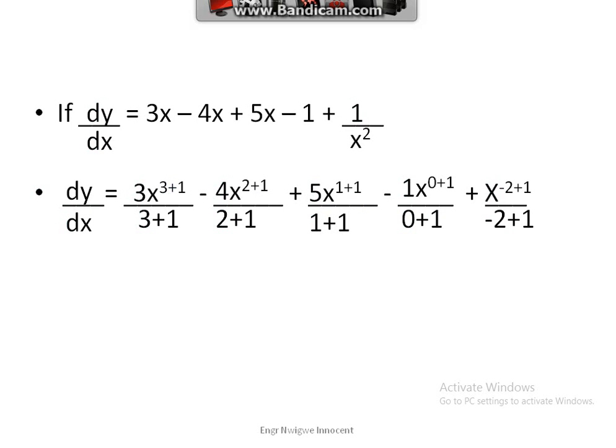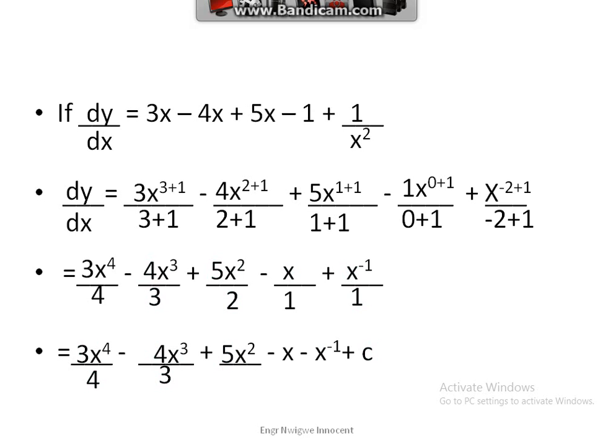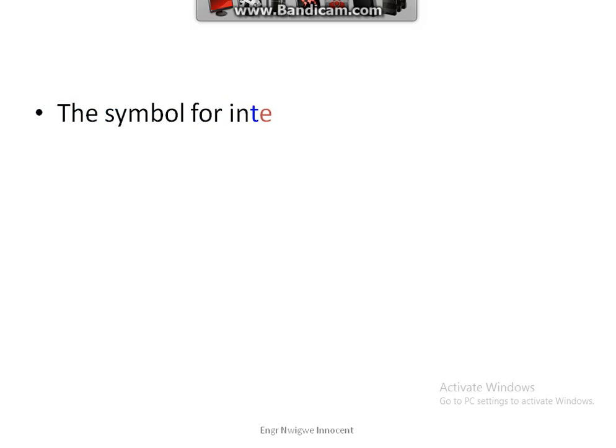If we do our mathematics, we now have 3 times x raised to power 4 over 4 minus 4x raised to power 3 over 3 plus 5x raised to power 2 over 2 minus x over 1 plus x raised to power minus 1 over minus 1, which equals 3 times x raised to power 4 over 4 minus 4x raised to power 3 over 3 plus 5x raised to power 2 over 2 minus x minus x raised to power minus 1 plus c.